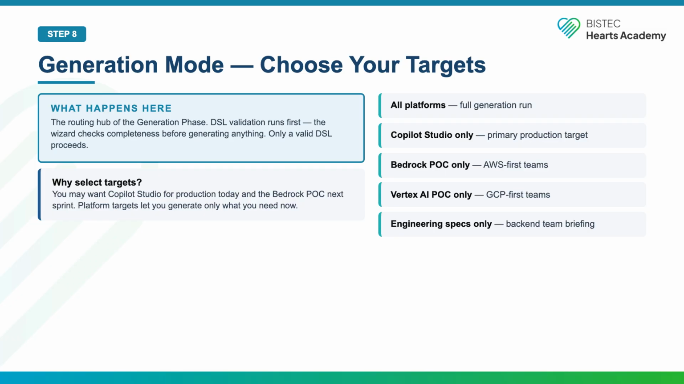The options are all platforms at once, Copilot Studio only, Bedrock POC only, Vertex AI POC only, or engineering specs only. These are separate choices because your delivery schedule may not be uniform. You might be deploying Copilot Studio to production this sprint, while the Bedrock proof of concept is planned for next quarter. Target selection lets you generate only what you need right now, keeping your output clean and your deployment focus clear.